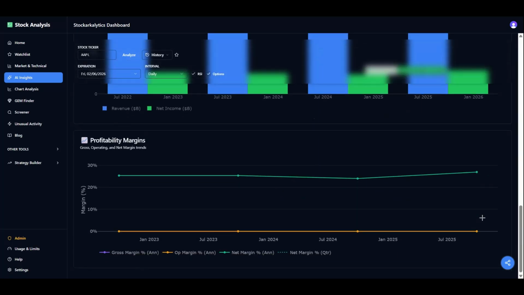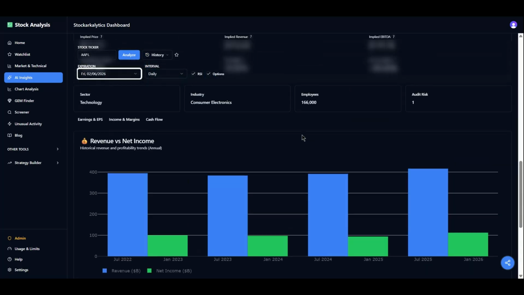Below is profitability margins, gross, operating, and net margin trends. This is one of my favorite quick checks because margins tell you how strong the business model really is over time. Now finally, you have your cash flow tab.